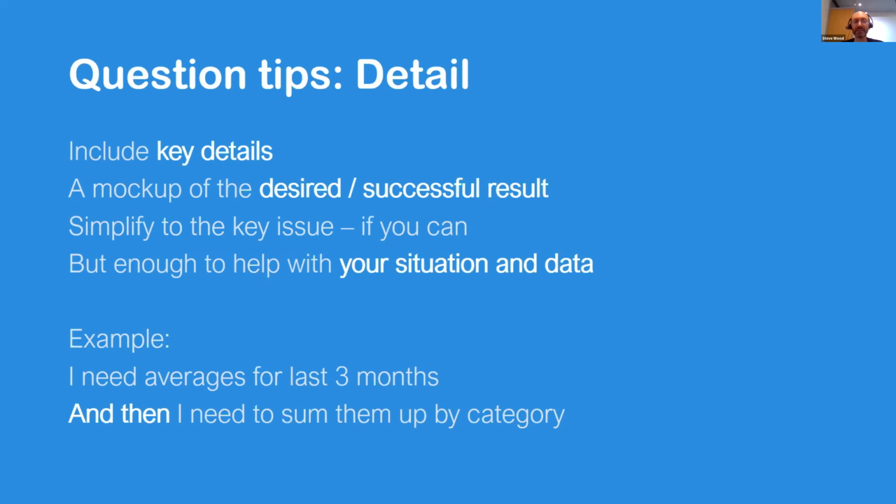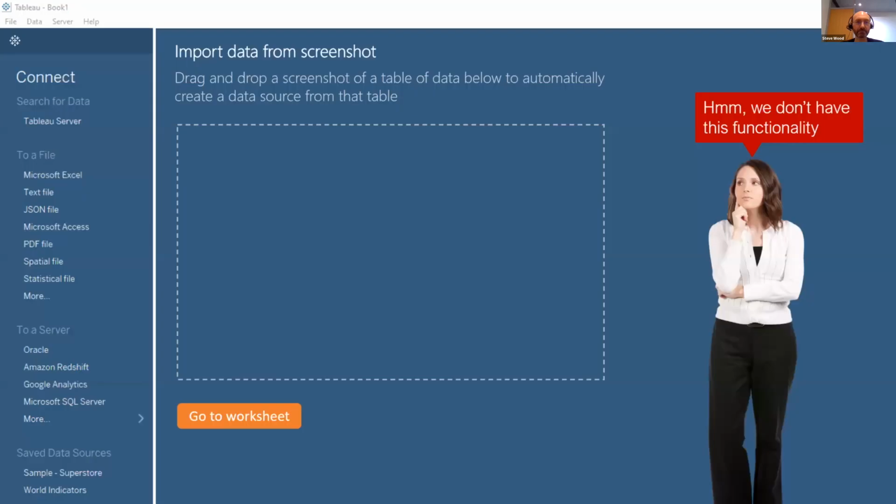So as an example there, if I needed the averages for the last 3 months, and then I need to sum them up by category, then go ahead and tell us that you need it for the last 3 months, and then you need to do something else with it. If you just ask for the average over the last 3 months, we might give you a solution that you can't go on to then build in the sum up by category.